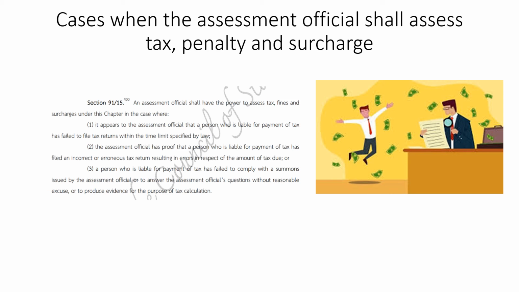In the third case, a person who is liable for payment of tax has failed to comply with the summons, like an order issued by the assessment officer to answer questions, without reasonable excuse, or they fail to produce evidence for the purpose of tax calculation. In this case, the tax officer has the power to assess your SBT.